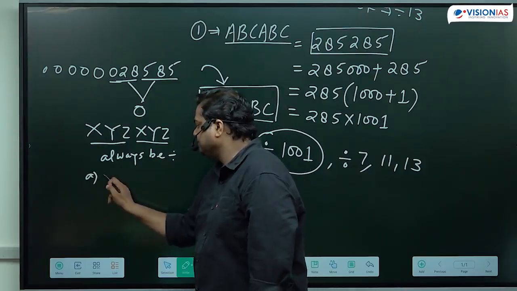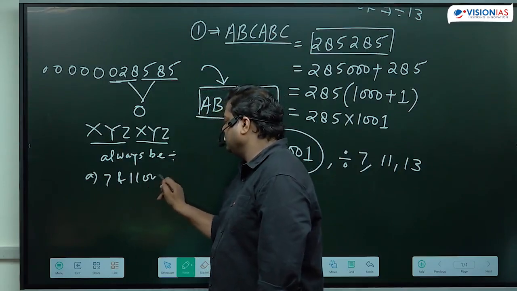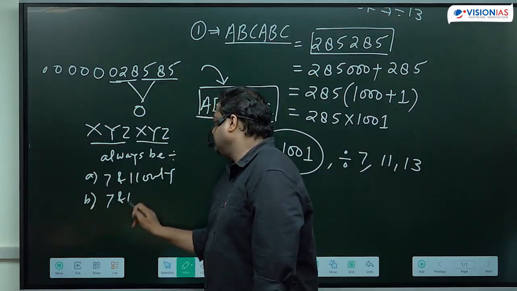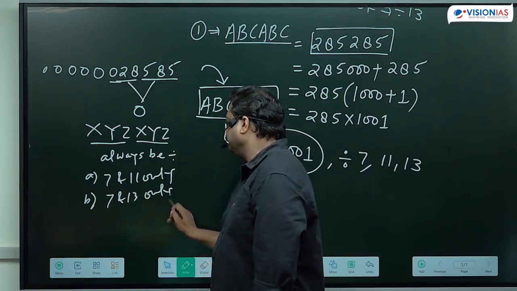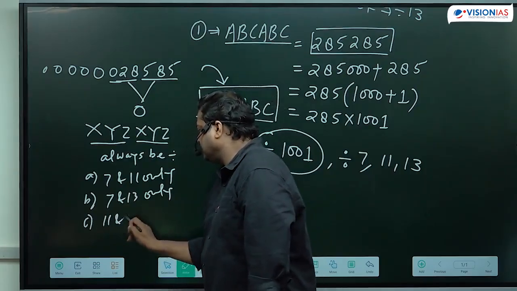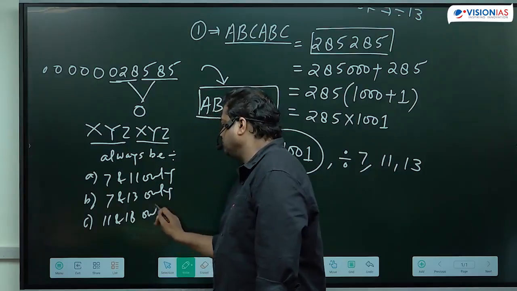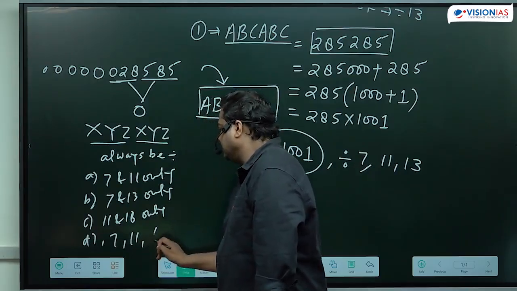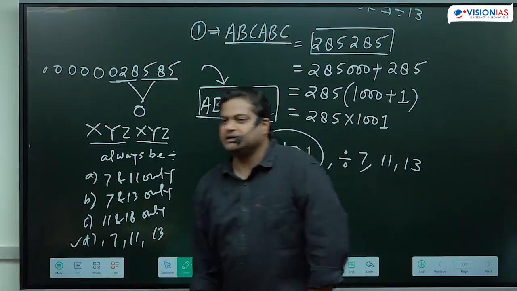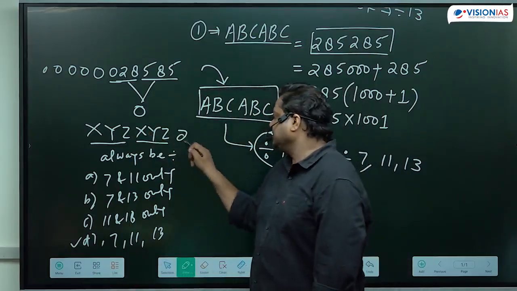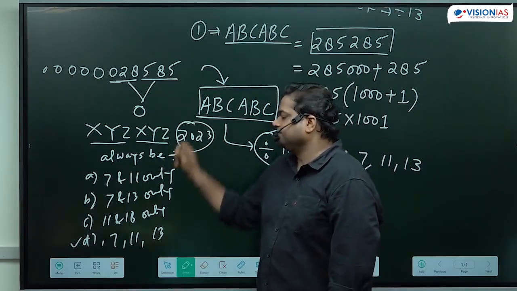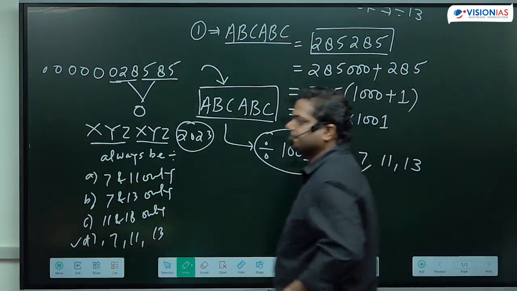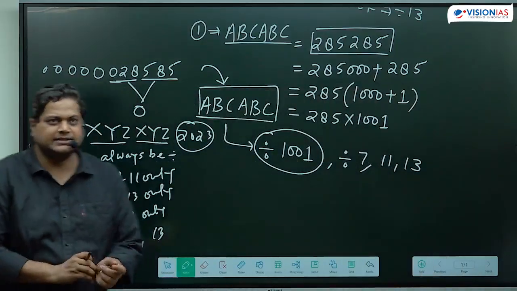ऑप्शन ऐसे था 7 and 11 only, then 7 and 13 only, then 11 and 13 only, then option D 7, 11 and 13. Option D. This is the question asked in 23. ये क्वेश्चन पूछा था बेस्ड ऑन दिस ऑब्जर्वेशन. ठीक है, ये मिल रहा है आइडिया इसका?